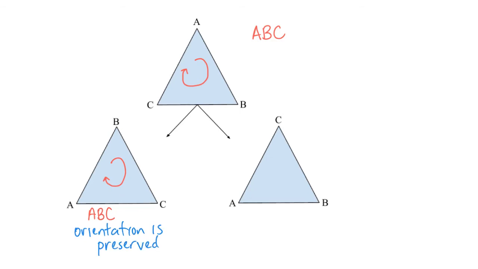Meaning the orientation is the same. As compared to over here, if I start at A and go clockwise, then what's going to happen is I'm going to get A, then C, then B. The vertices are in a different order. So here we would say that orientation is not preserved.